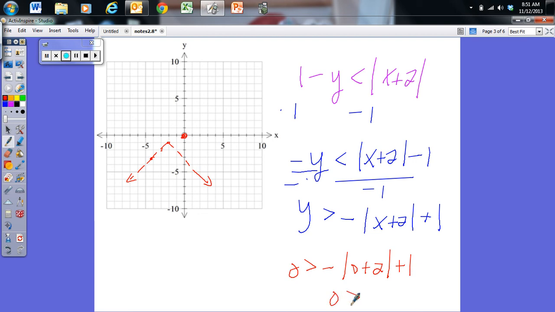So 0 is greater than 0 plus 2, which is 2. The absolute value of 2 is 2. Negative 2 plus 1 is negative 1. Is 0 greater than negative 1? It sure is. So since 0, 0 is a solution, that means all points outside the absolute value are solutions to this inequality. So it's the same thing you were doing with lines, except you now have a V.